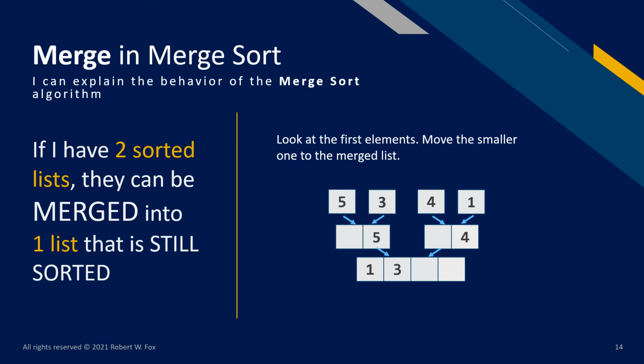So now we look at the only element that's left, 5 in the first list, 4 in the second, and we choose the smaller, which is 4. And at long last, we only have one element left, 5, so we'll add that to our merged list. And what you can see is through this process, we start with numbers that are completely unsorted, 5, 3, 4, 1, and after merging a couple times, we end up with 1, 3, 4, 5.